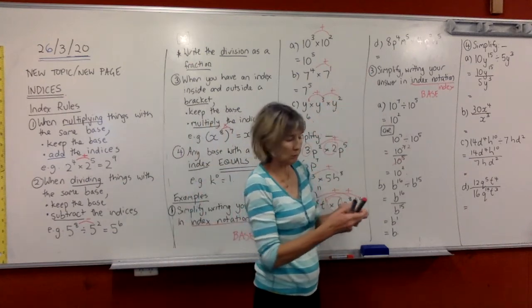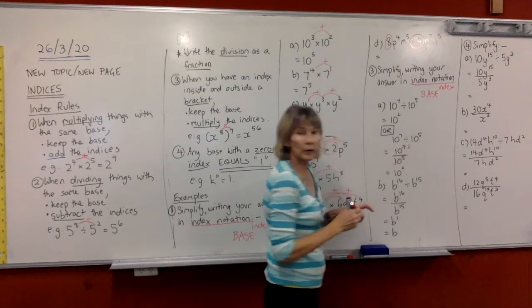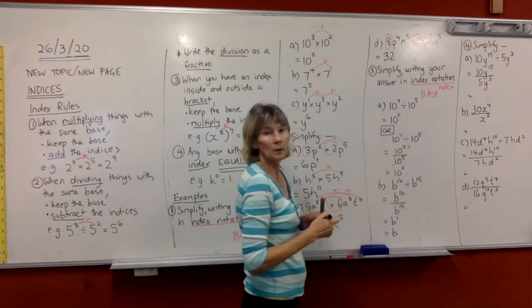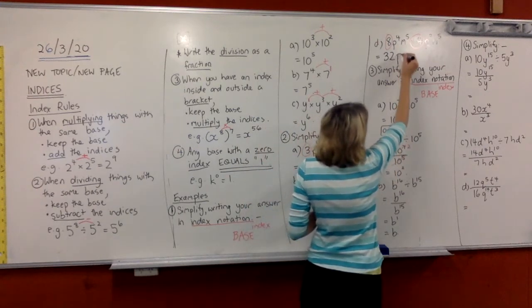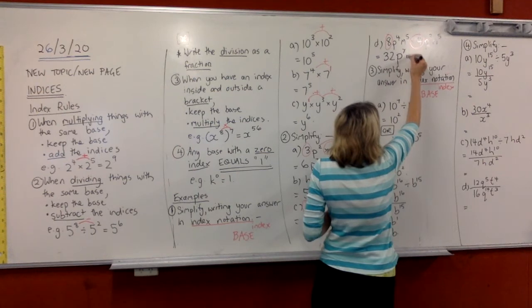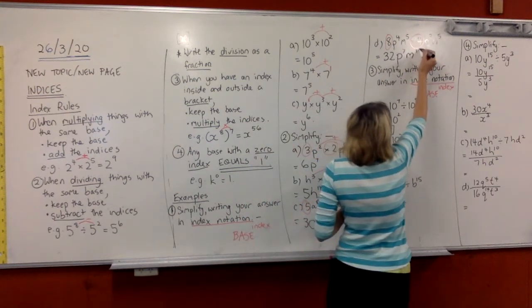Up the top here, we'll do the same again. 8 times 4 on your calculator gives you 32. With your p's, keep your p, add the 2 little numbers together and you get a 7. Put your m down, add the 2 little numbers together and you get a 10.